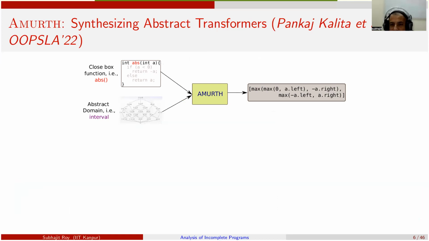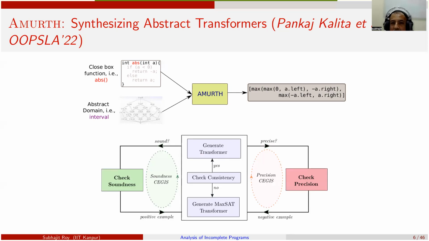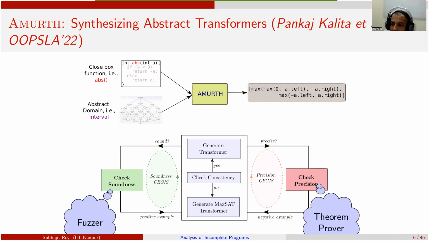Then we again took this work, and Pankaj led this work on synthesizing abstract transformers. We said that if you have an abstract interpretation engine, can we automatically come up with abstract transformers for it, given concrete implementations of these closed box functions? We were able to synthesize many such abstract transformers across multiple domains, string domains, bounded interval domains, and so on. And again, we use a synergy between a theorem prover and a fuzzer in our endeavor.